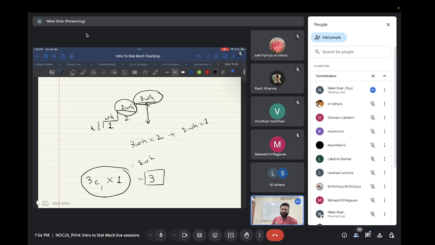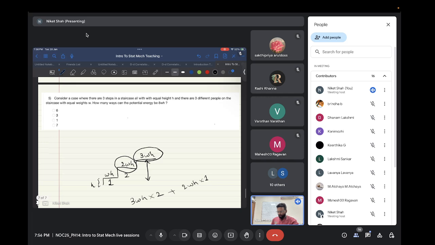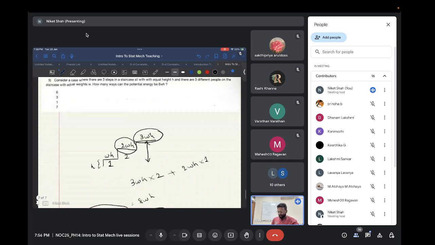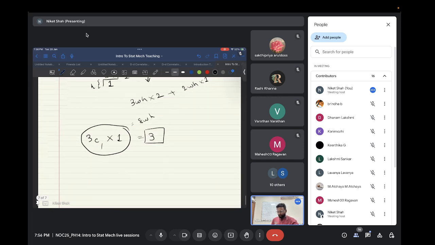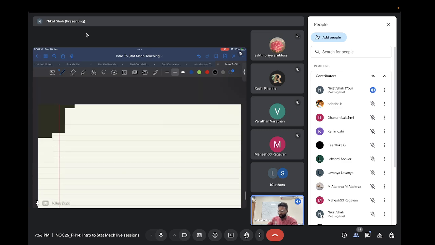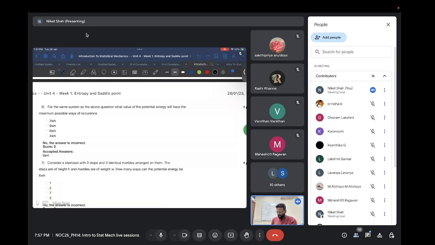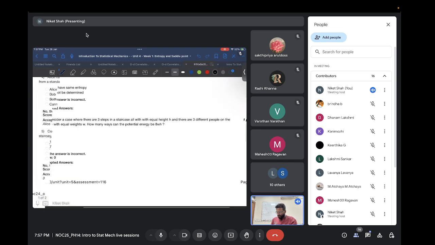Is this clear? Is this clear to everyone? How many ways can the potential energy be that? Only three ways. Okay, if you have any doubts, do ask me. I'm moving on to the next question.